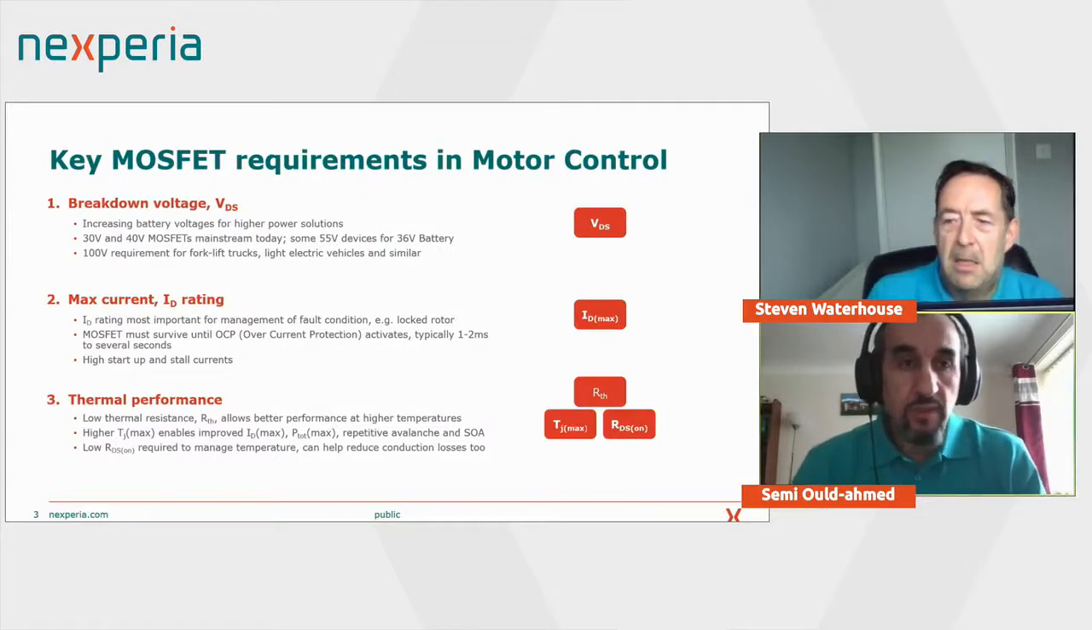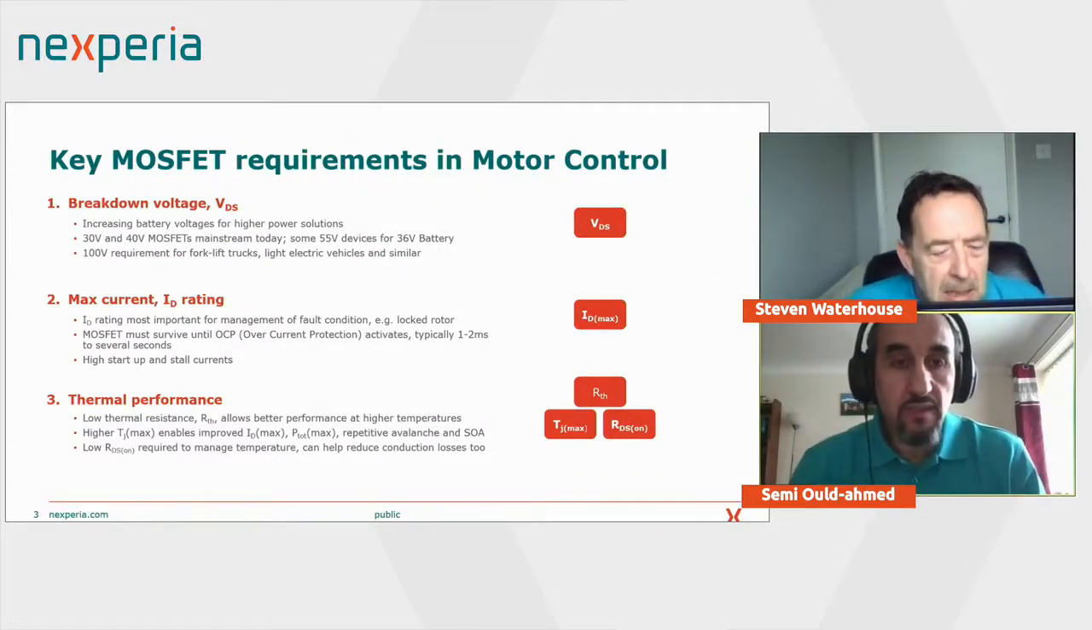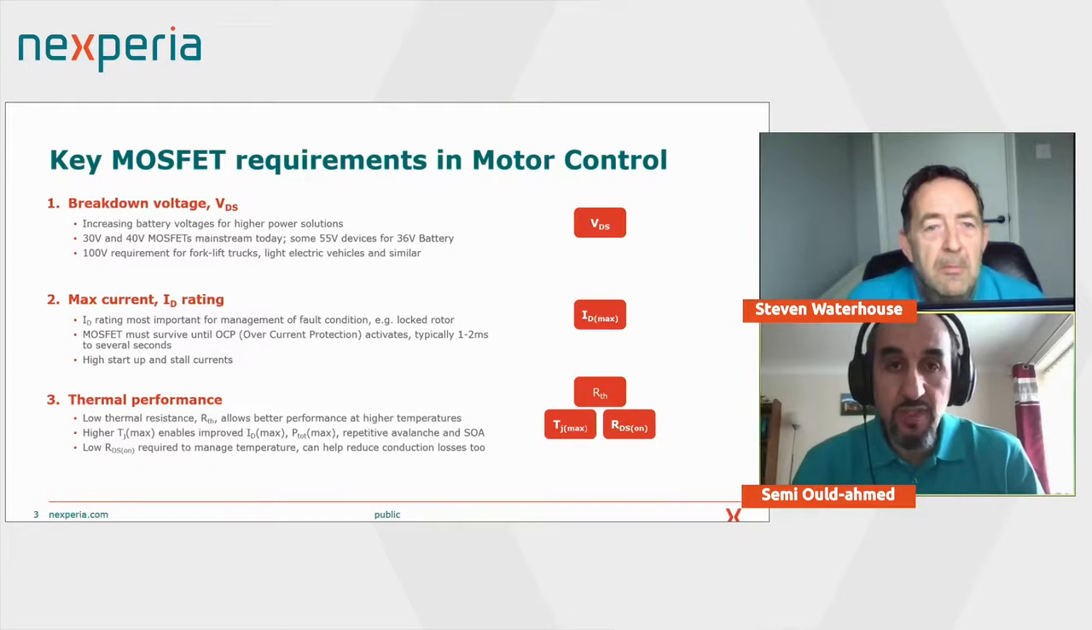Good morning, everyone. Thank you for joining. Thank you, Stephen. My name is Samit. As Stephen mentioned, we have selected what we believe to be the key parameters for motor control specific applications. And we're quite happy to discuss any other parameters that you think are relevant or appropriate for the motor control drive.